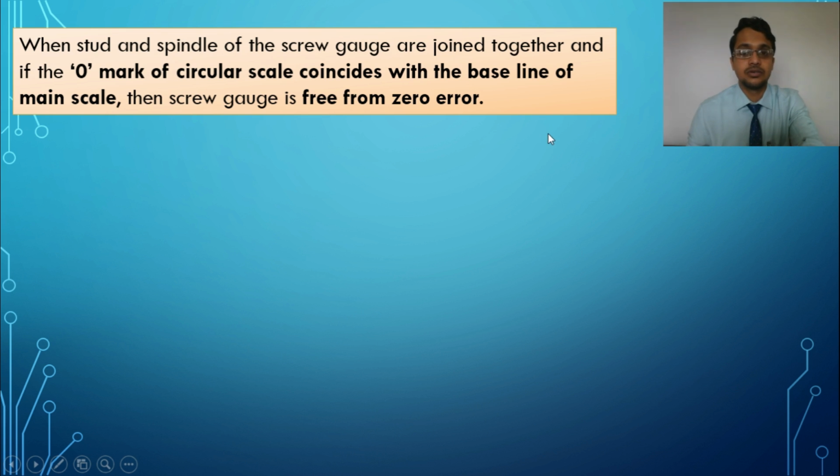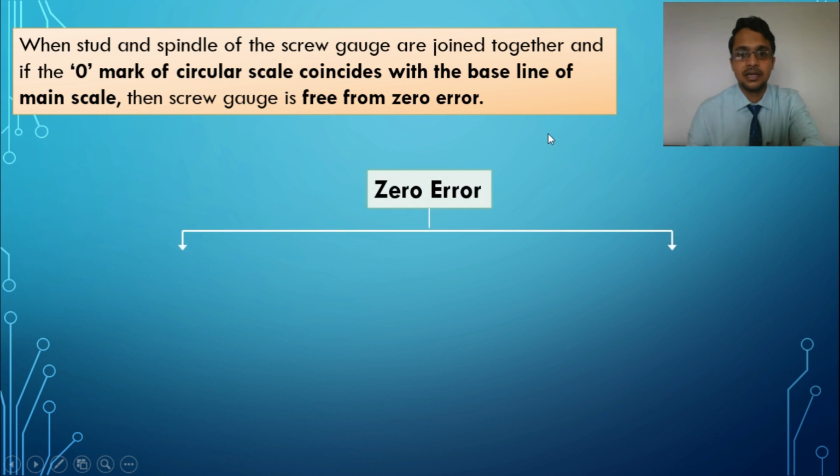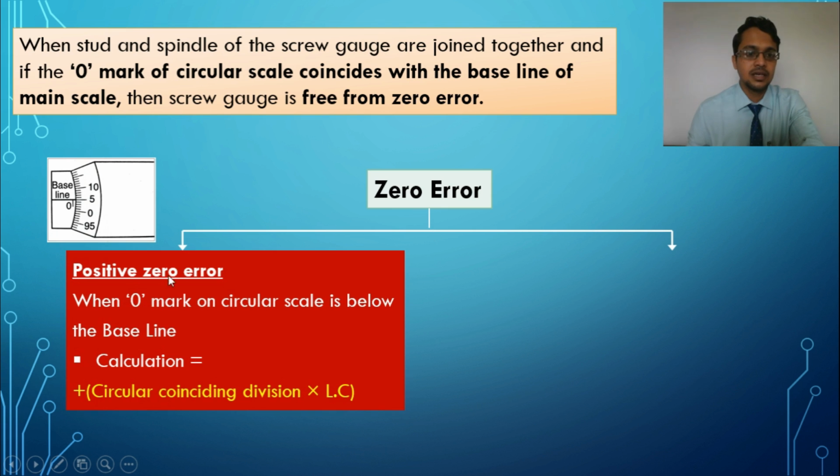But if they do not coincide, then what will happen? Then we will get the zero error. There are two kinds of error. First one is positive zero error. Positive zero error means what? When the zero mark on the circular scale is below the baseline. Look at this diagram. The zero mark on the circular scale is below the baseline. Then you will understand that there is positive error in your instrument.